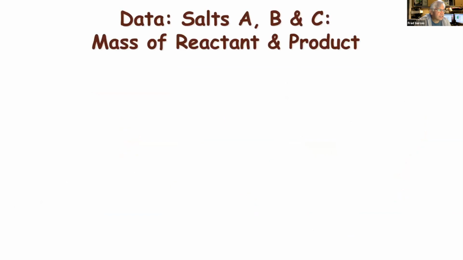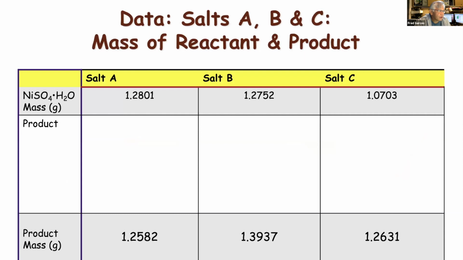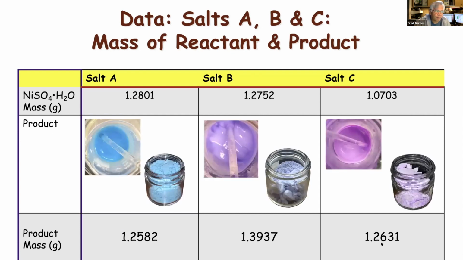Okay, this is the data of salt A, B, and C. We started with 1.2801 grams of starting material for salt A, 1.2752 of starting material for salt B, and 1.0703 grams of starting material for salt C. The final products are 1.2582, 1.3937, and 1.2631. Those are the before and after. And these are what they look like, when they're wet and when they're dry.